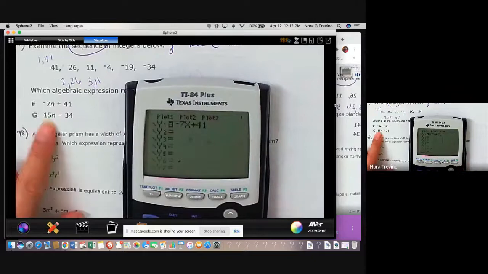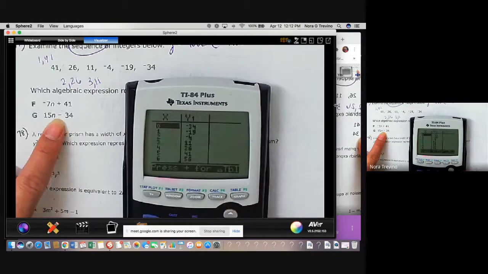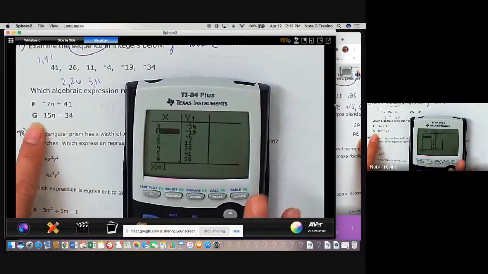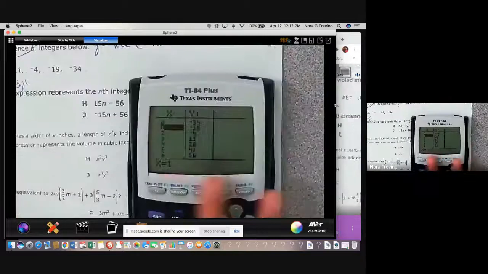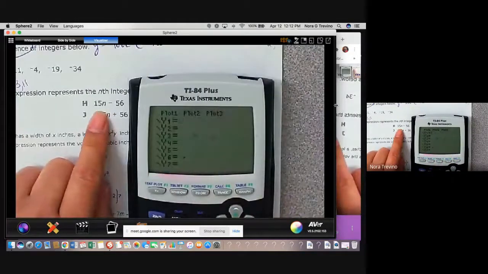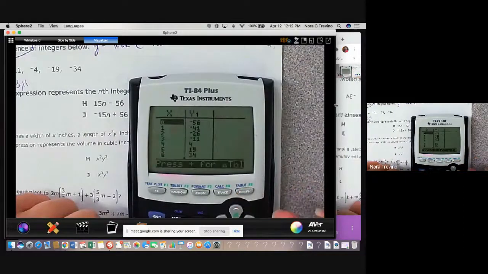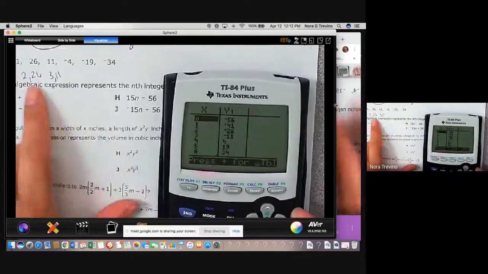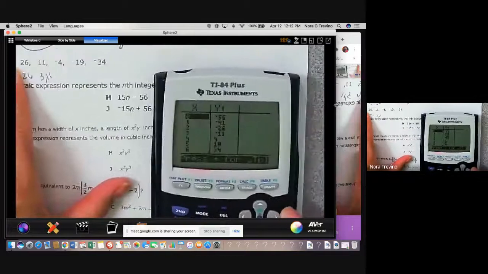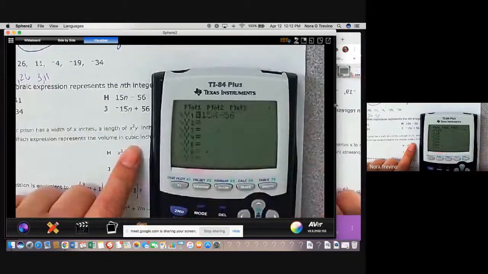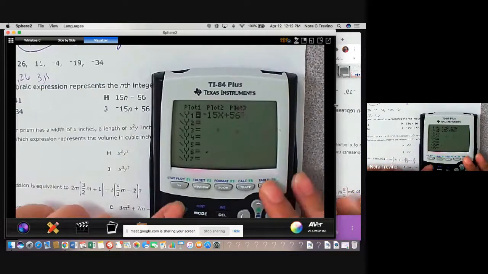So let me go type in G. 15x minus 34, second table. Nope, totally wrong. Okay, let's go to H. 15x minus 56. Well, this is not a negative 41, so no. Negative 15x plus 56.